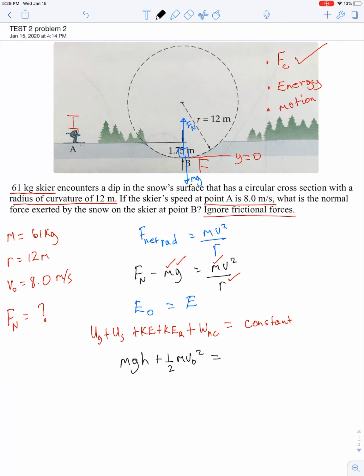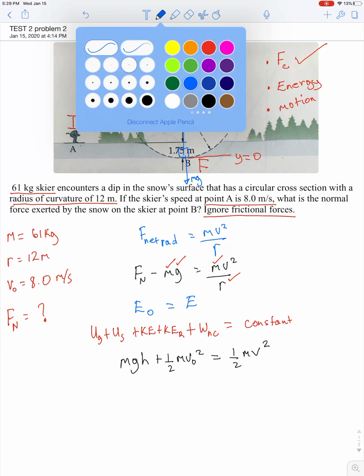Now we move to the final position, which is point B. For point B, my y is equal to 0. Therefore, if my y is equal to 0 at point B, that means I have no gravitational potential energy. It's still not a spring, but it's still moving, so it must have some translational kinetic energy, which is just half mv squared. Still not rolling, so no rotational kinetic energy, and still no friction. So that's that. And you keep it moving.